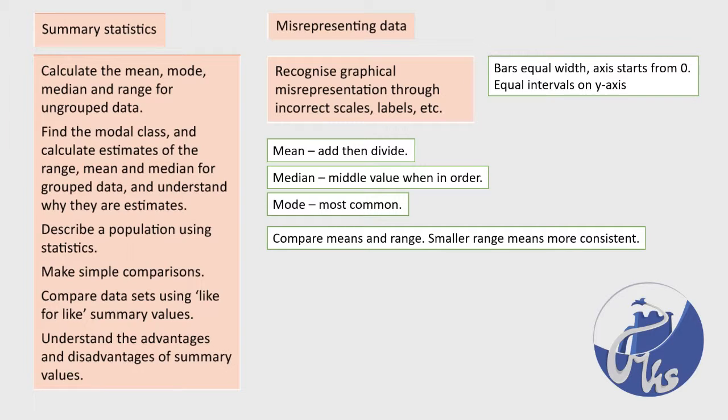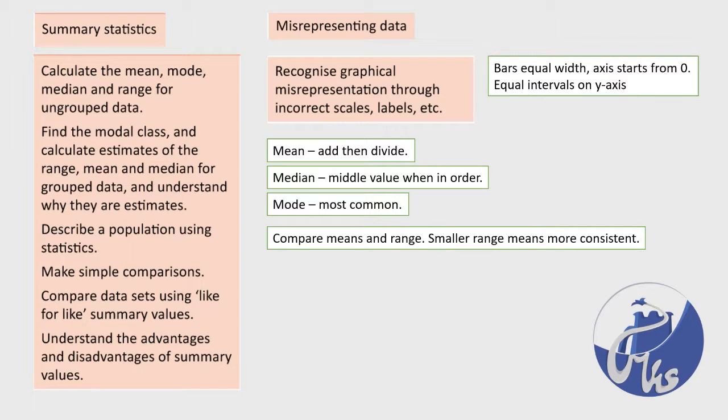Next, we've got a lot of information here about summary statistics and understanding the misrepresentation of data, which is typically through graphical means. So summary statistics, your standard ones are your mean, median and mode, and also understanding how to find range. So the mean, median and mode, I've written brief definitions here, but you need to be able to calculate those as well as work backwards and solve problems.